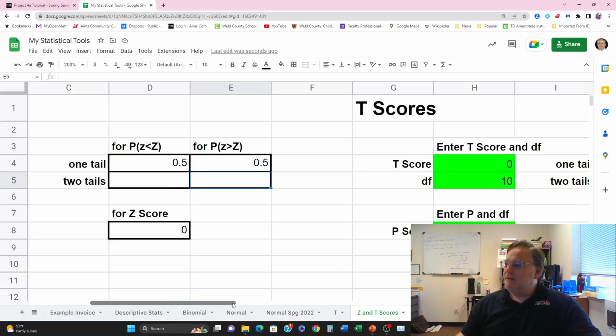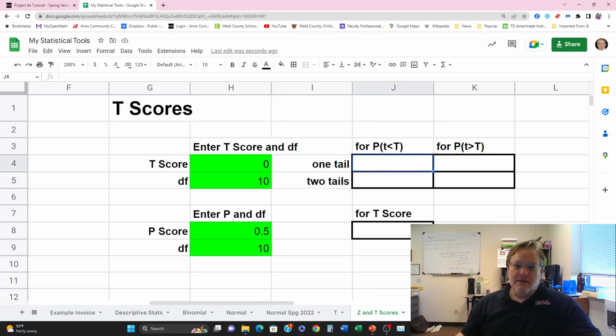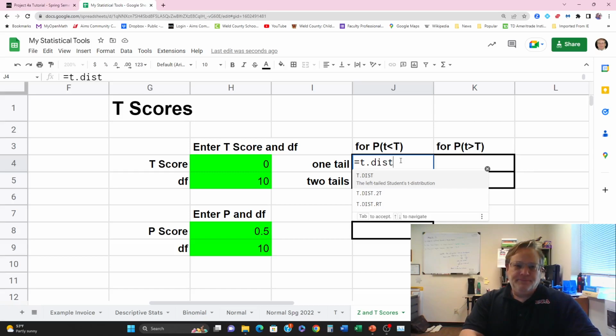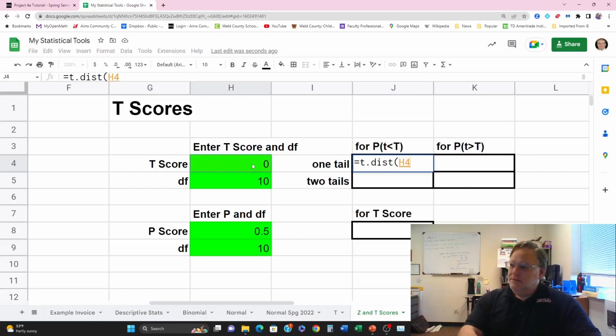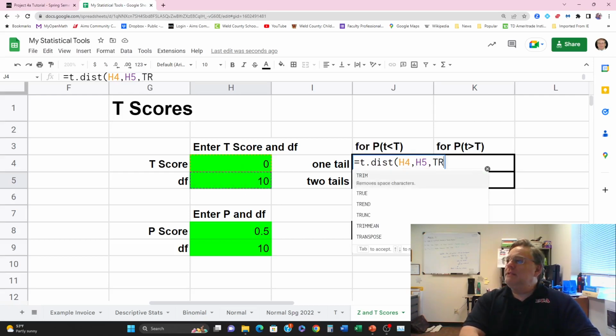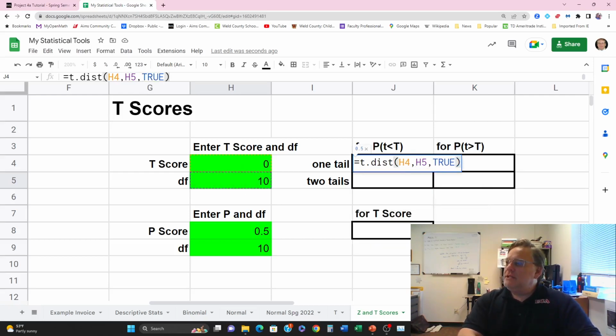Okay, I'm going to scroll to the right here once again because we'll do something very similar here for the t-distribution. This function here is T.DIST. It's got three parameters to it. The first one here is this 0. The second one is this value 10 here, the degrees of freedom. And then again, we want it to be cumulative, so the answer to the third one is TRUE in all caps. So that's our formula there for the upper left.